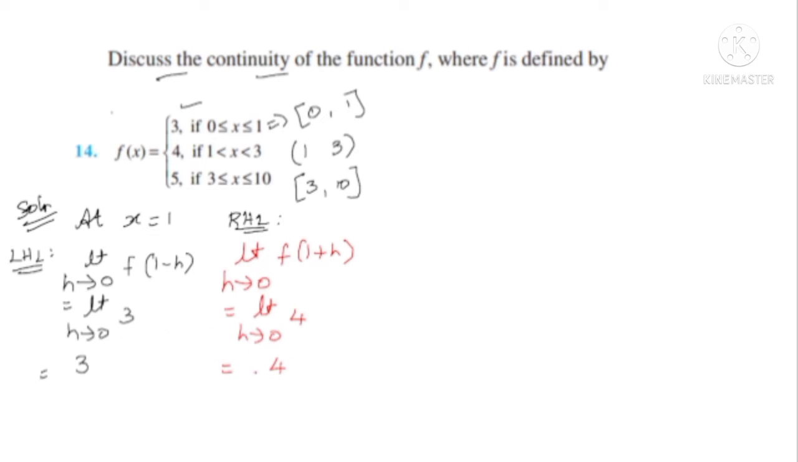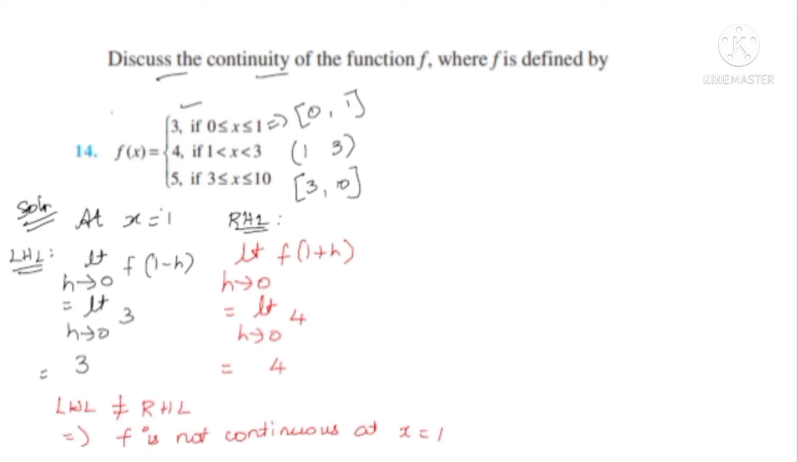So left hand limit is not equal to right hand limit. So LHL is not equal to RHL. So what does this imply? This implies that f is not continuous at x is equal to 1.